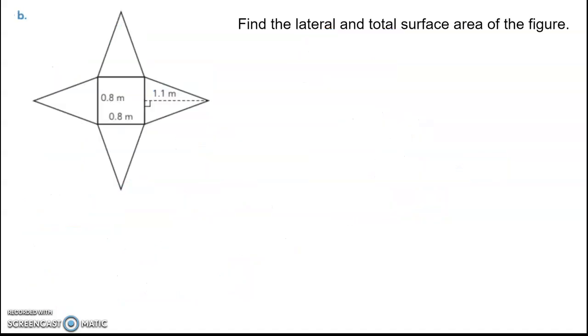Okay, now we have this shape. I know it's a pyramid because I only see one base, and I see four triangles that are going to fold up into a point. Again, we're finding the lateral and the total. I just need to start by finding the area of each shape. I'm going to start with the triangles. All of those triangles are the same size. So I just have to find the area one time, and that applies to all of the triangles. And the reason I know they're all the same size is because our base that's in the middle is a square. So that means the bases of our triangles are the same.